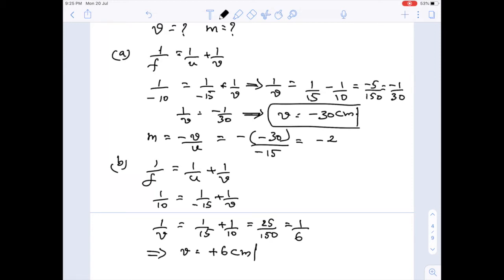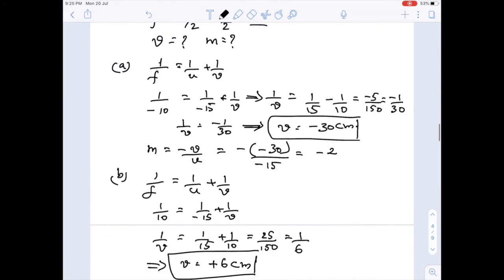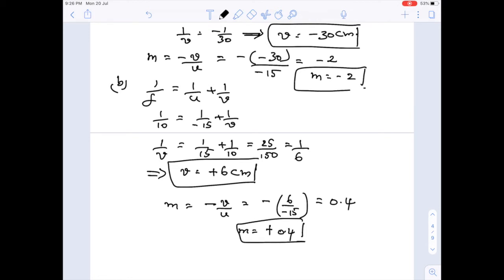So, the image distance is minus 30 centimeters for the concave mirror and plus 6 centimeters for the convex mirror, and m is equal to minus v by u, which is equal to minus of 6 by minus 15. So, that comes out to be plus 0.4. So, here in this case m is equal to minus 2, and here in this case m is equal to plus 0.4. So, this is the problem.